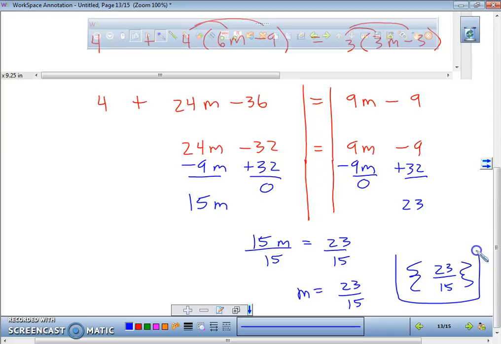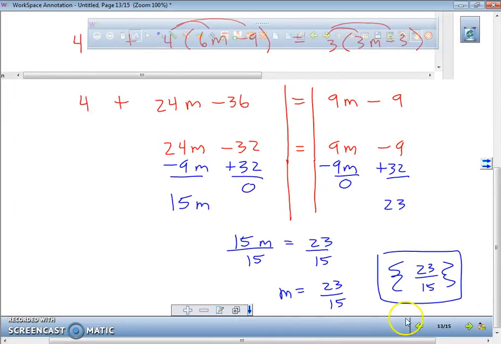I much prefer an improper fraction to a ridiculously long decimal that has no end. All right, so there's your final answer. And now we have the first two questions done.